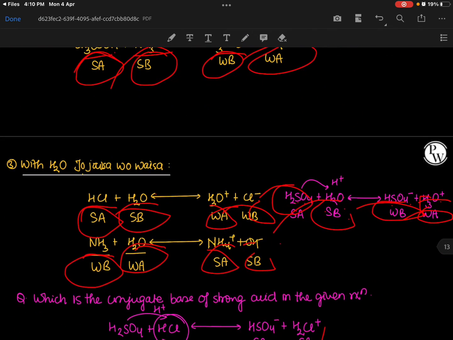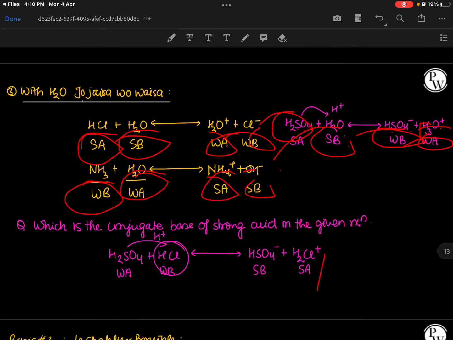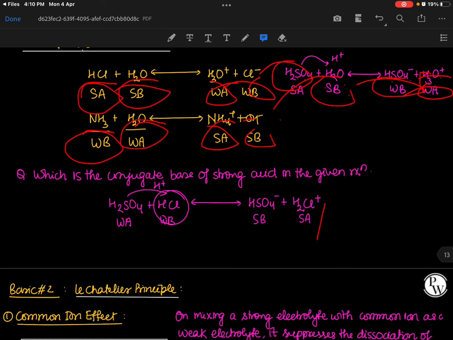With water, it behaves according to the reactant. Like HCl is a strong acid plus H2O, which is a strong base, then H3O plus is a weak acid and Cl minus is the weak base. Okay, if we add a strong acid, then water will behave like a strong base. If we add a weak base in the water, then water will behave as a weak acid. Water behaves according to the reactant. Okay, look at this question.